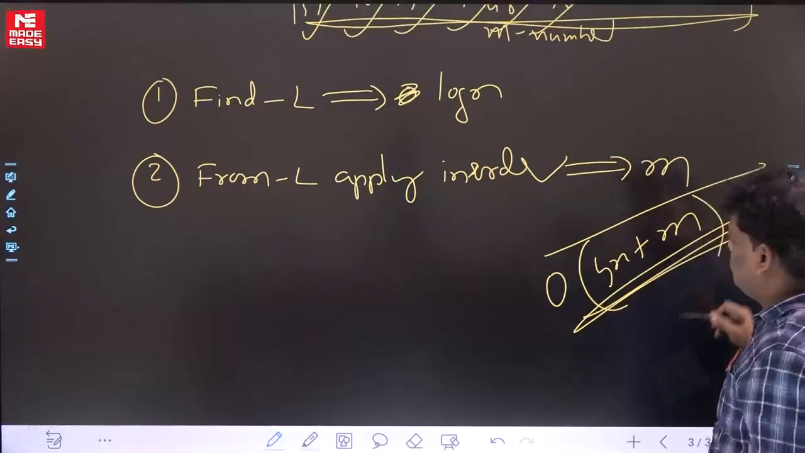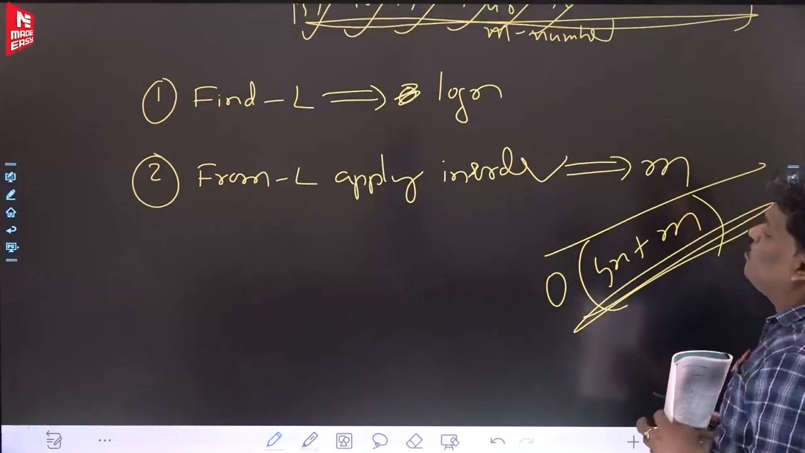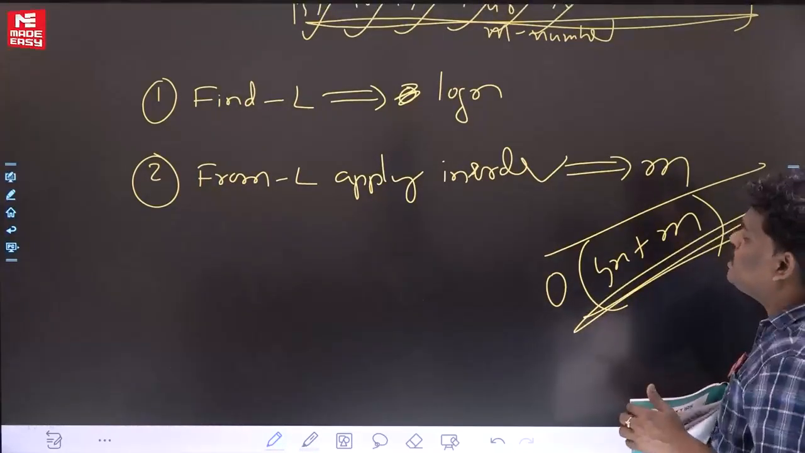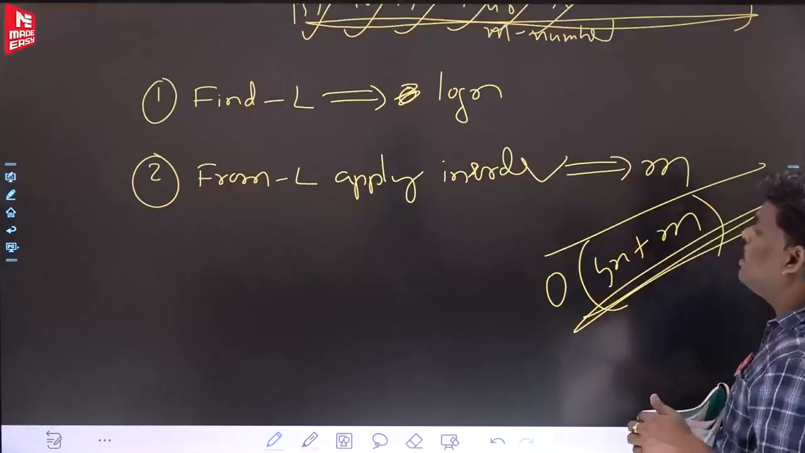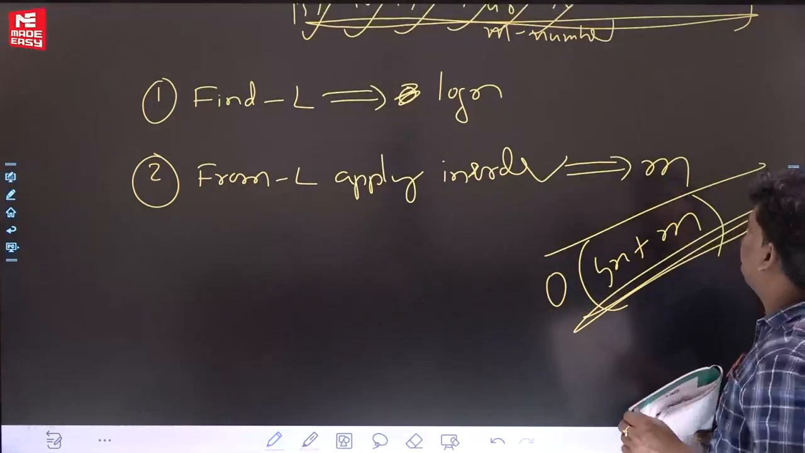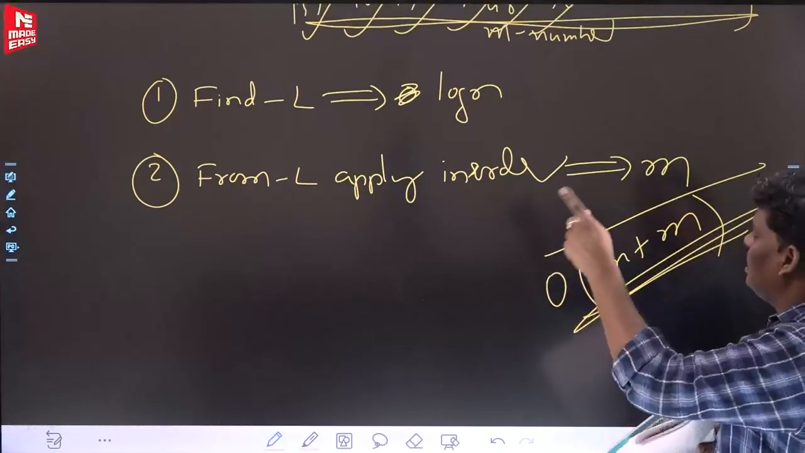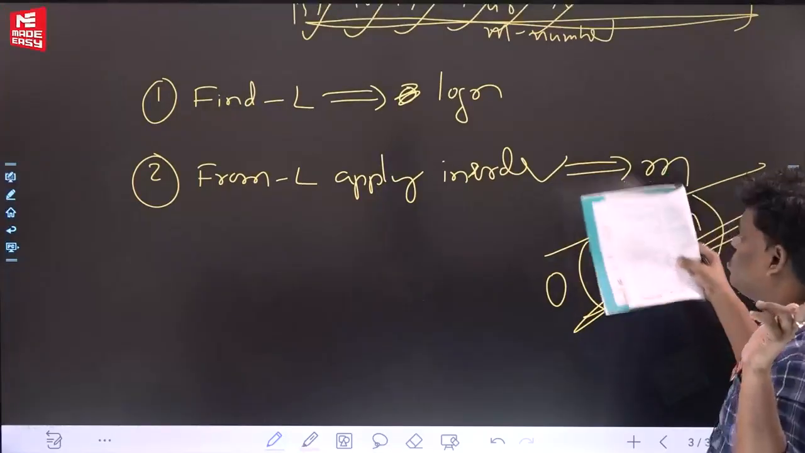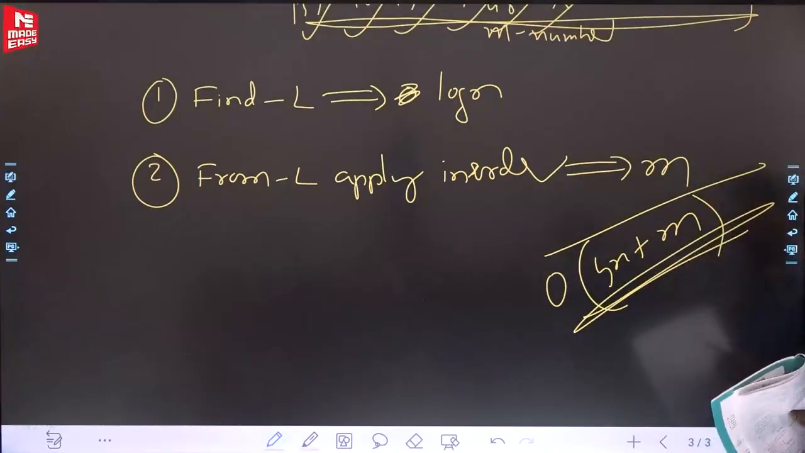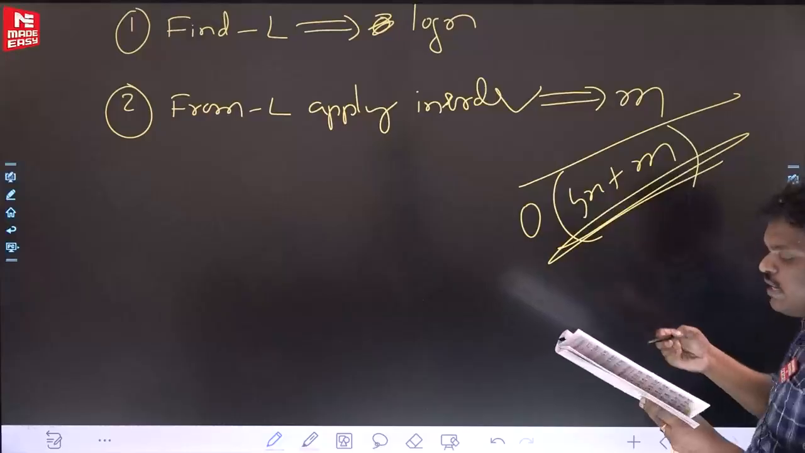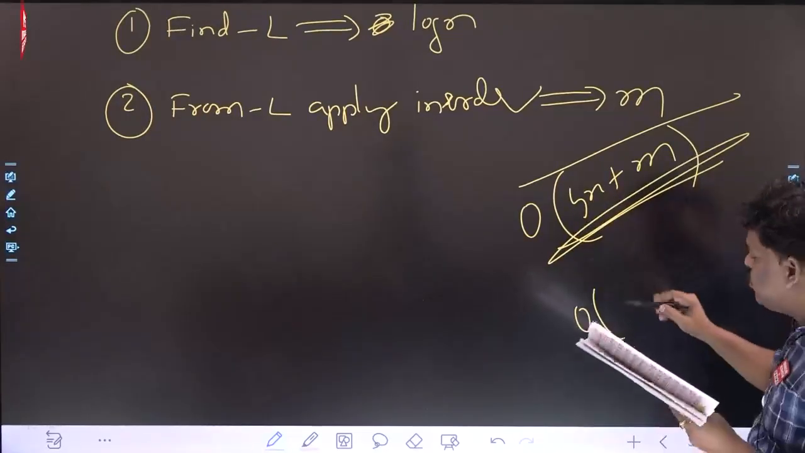Big O of both. To this problem, what is the first step? Find L. Second step, from L, apply in-order. When you apply in-order in the BST, ascending order will come, from L onwards until H comes. L to H, how many elements are there? M. N elements in-order will take N time, M elements will take M time. So total time complexity is log n plus M. Please be careful. What is the time complexity given already?